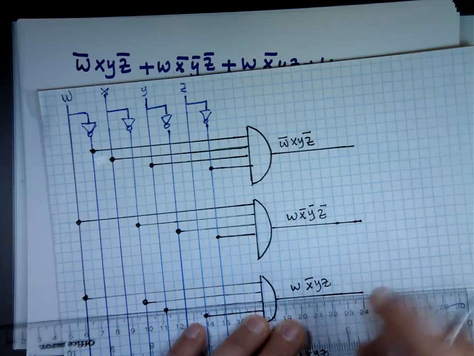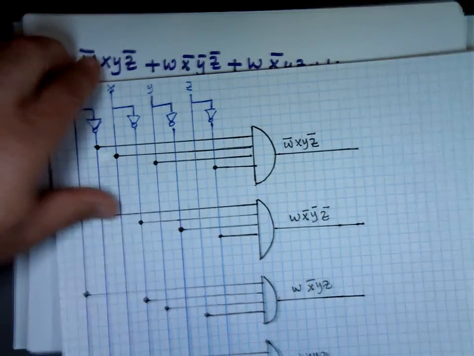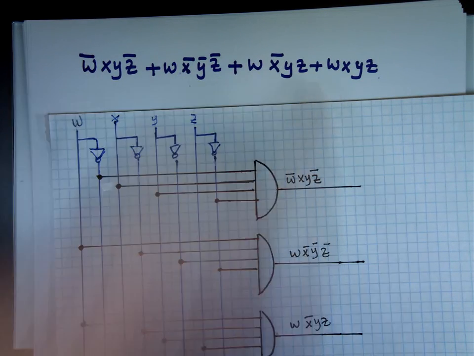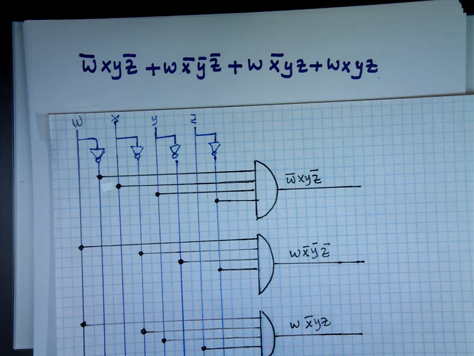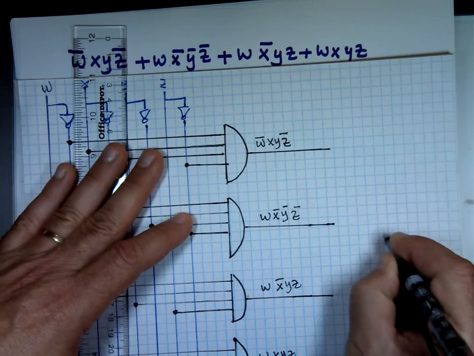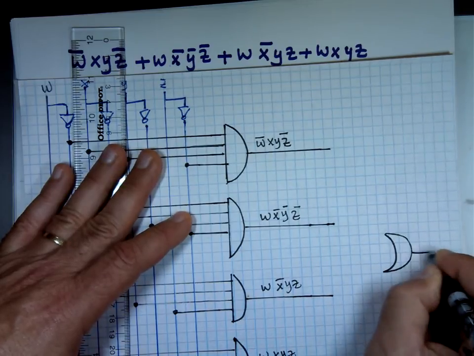Now, I'm not done with this because this is what? What happens with the plus sign between them, what does that mean? Take all four of them, OR them together. So I need an OR gate here. So I got to make sure these now come down here.